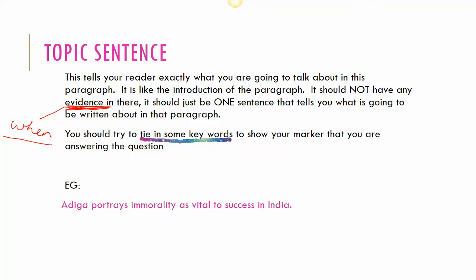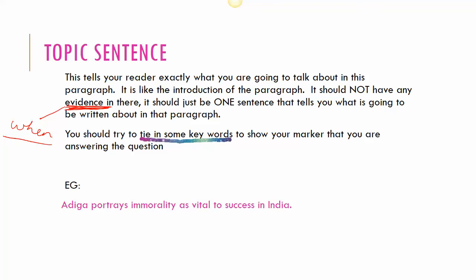So what you should also try and do in your topic sentence is tie in some keywords. You want to use some keywords so that you can show your marker that you're answering the question, okay? In Year 12, you cannot score above a 5 out of 10 if you don't answer the question on the exam, okay? So what you want to do is make it as clear as possible to the examiner that you've answered the question. And the easiest way to do that is to tie in some of your keywords.